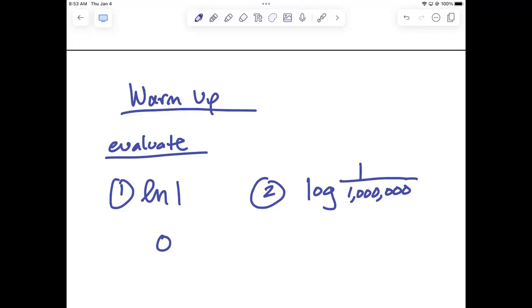And it's 1 over a million. What does that equal to? -6, right? Log base 10 is easy when you have powers of 10. You just count the zeros. Because it's in the denominator, we got to flip it. So anyway, log of 1 over a million is -6 because 10 to the -6 is 1 over a million. Okay, and the natural log of 1 is 0 because e to the 0 is 1.